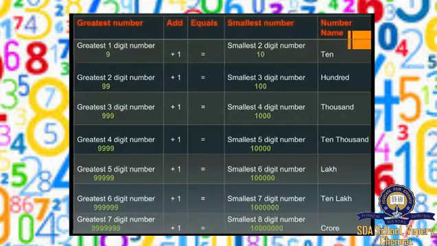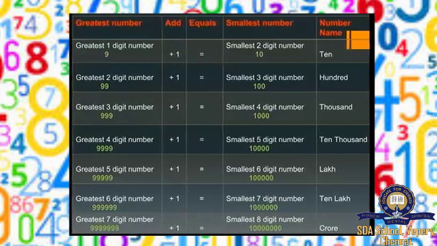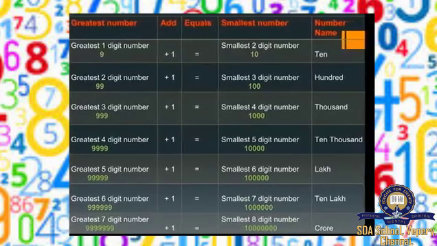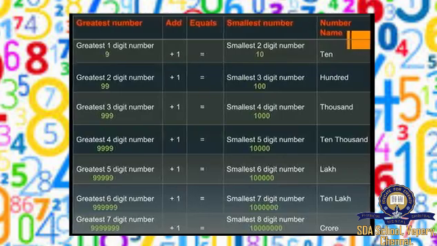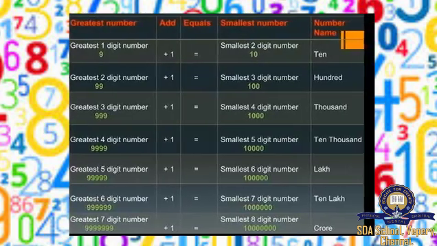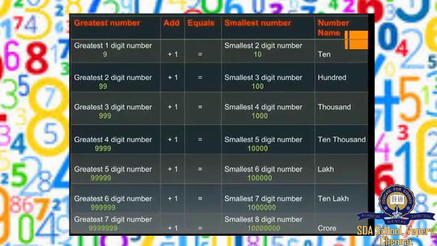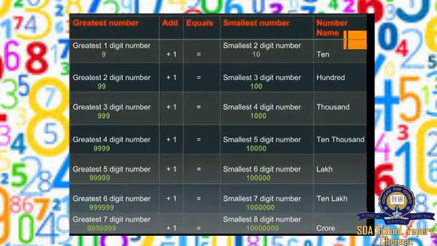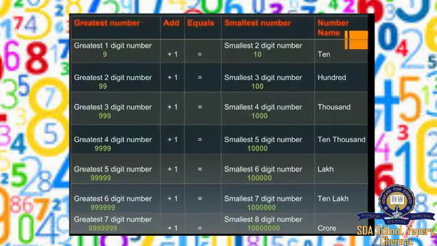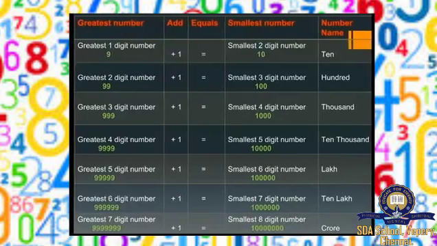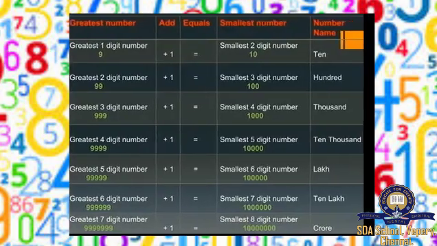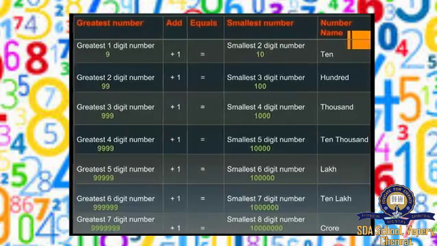Similarly, when we add 1 to the greatest five-digit number, you will get the smallest six-digit number, and we call it lakhs. Followed by that, 1 added to the greatest six-digit number gives the smallest seven-digit number, which we call 10 lakhs. At last, when you add 1 to the greatest seven-digit number, you will get the smallest eight-digit number, and you will call it crore. This is just a small recap of what you have already learned in the previous class.